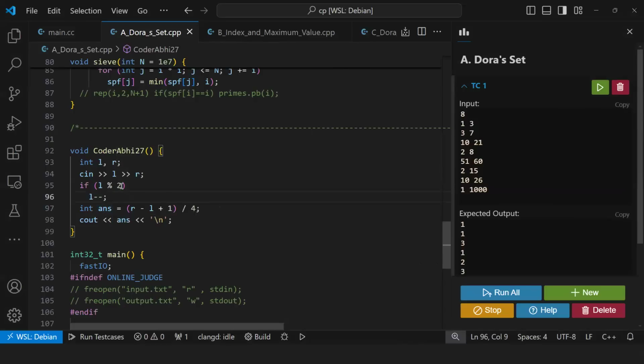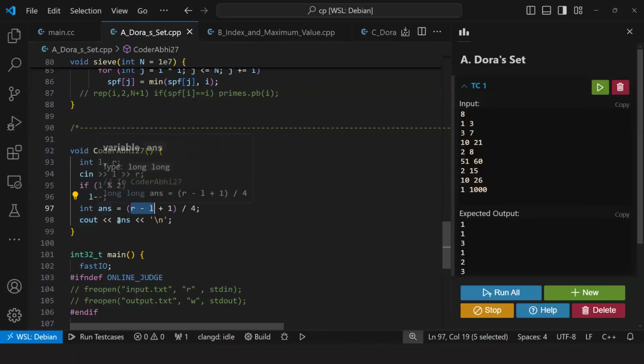Or what you could have done, you could have written if else. If L is odd, you could write plus 2 here in case when L is odd, so that if you want to take the ceil of this, the division would always give you the floor. If you want to take a ceil, you just do a plus 1 and then divide. That would give you the floor basically. So what I did, I just decreased L by 1 in case of odd. So this range would obviously increase by 1. It is equivalent to taking R minus L plus 2.